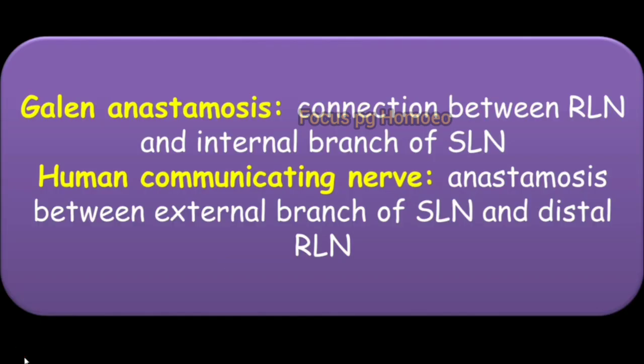So at last, one MCQ related to an anatomical point. What is Galen's anastomosis? It is none other than the connection between recurrent laryngeal nerve and superior laryngeal nerve. Then the Human communicating nerve is also an anastomosis between SLN and RLN. The main thing to remember is, in Galen's anastomosis, the SLN is the internal branch, and in Human communicating nerve, the SLN is the external branch. So kindly don't confuse these things. Try to remember and recall.